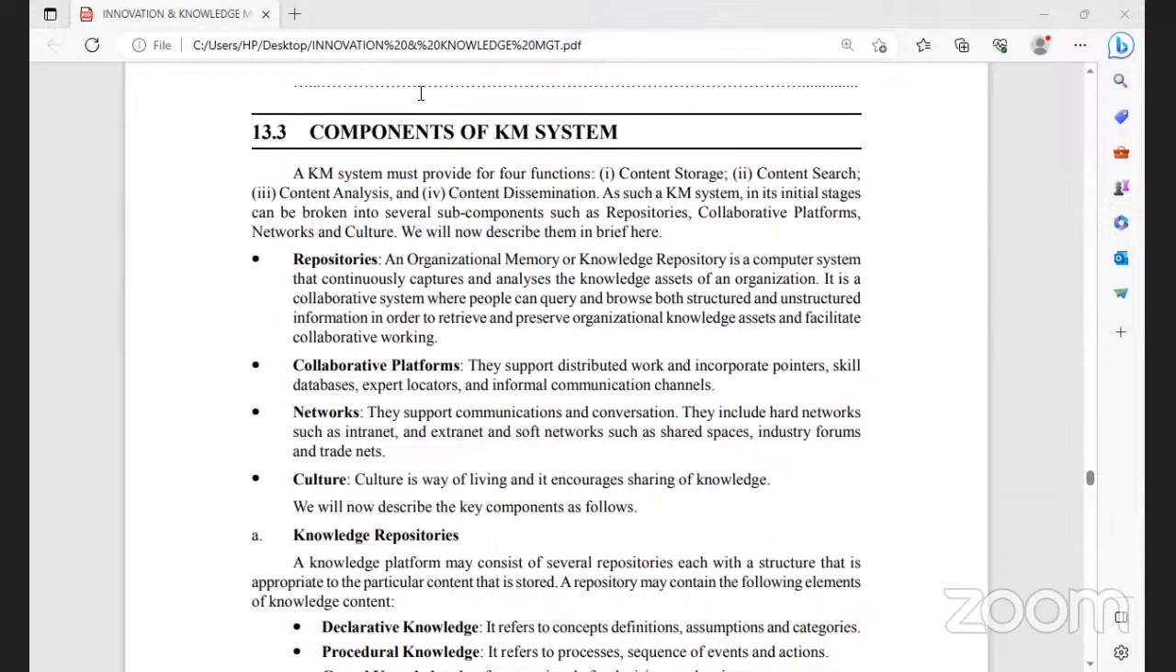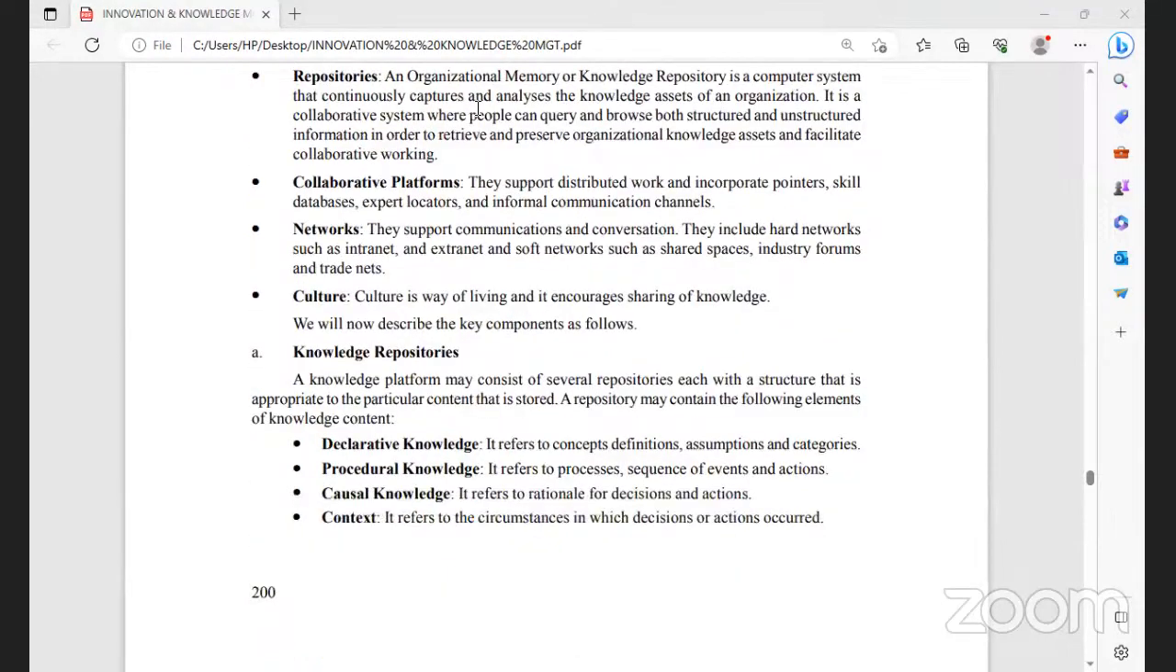Collaborative platforms support distributed work and incorporate pointers, skill databases, expert locators, and informal communication channels. Networks support communications and conversation. They include hard networks such as intranet and extranet, and soft networks such as shared spaces, industry forums, and trade nets. Culture. Culture is a way of living and encourages sharing of knowledge.